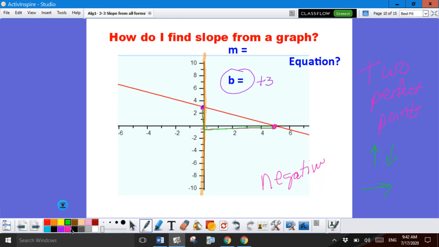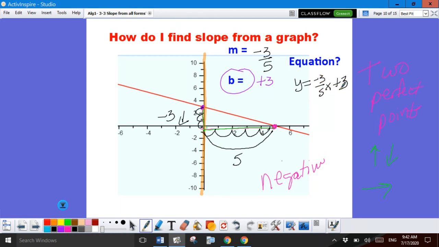So if I'm at 3, since I'm going 1, 2, 3 down, that is a negative 3. And then I'm going over 5, 1, 2, 3, 4, 5. That slope is going to be negative 3 over 5. So the equation is y equals negative 3/5 x plus 3. And you always want to double check that your slope is correct. So this line is going down, therefore I know that is negative, and that negative needs to be on the top number, not the bottom number.